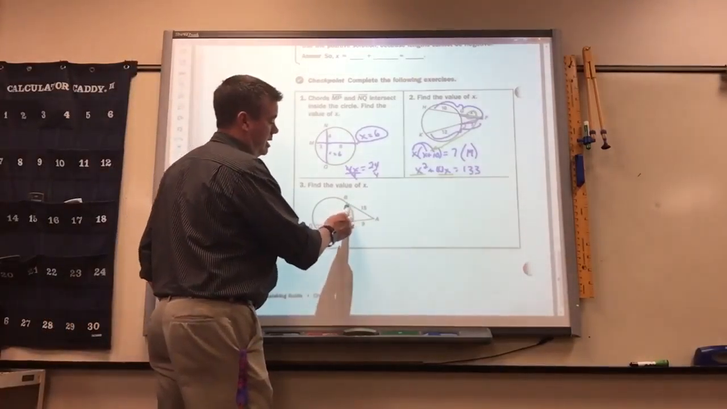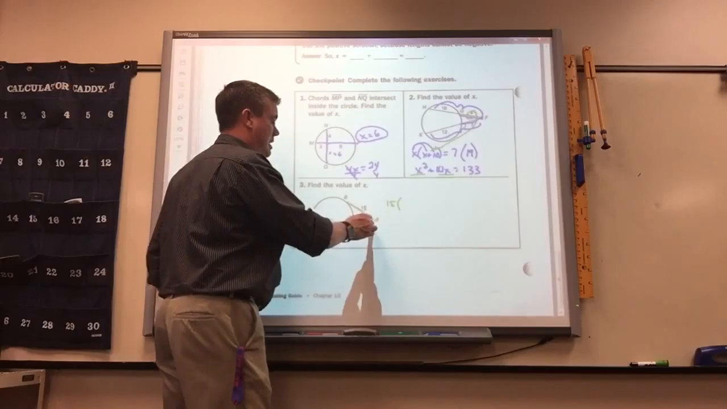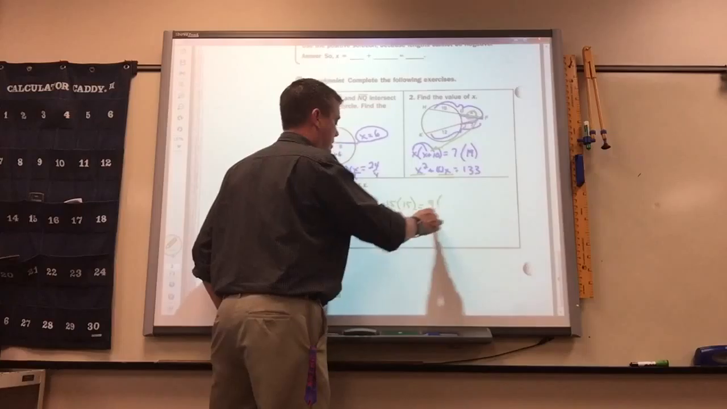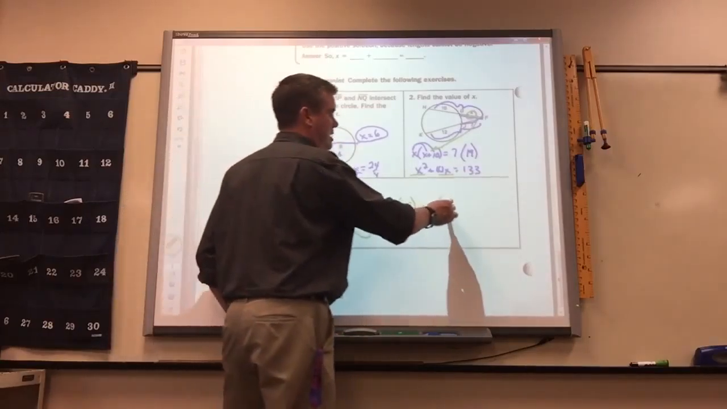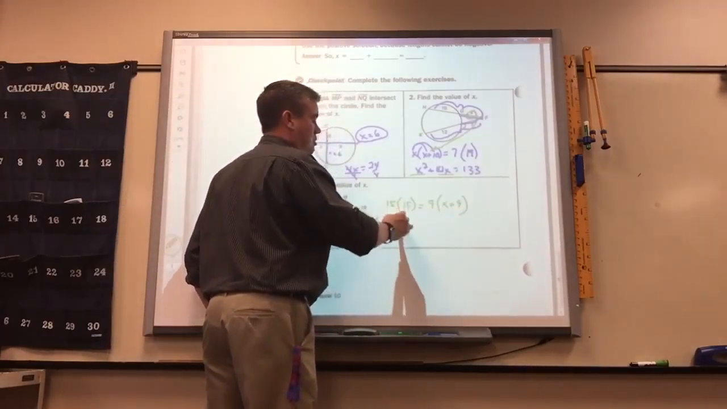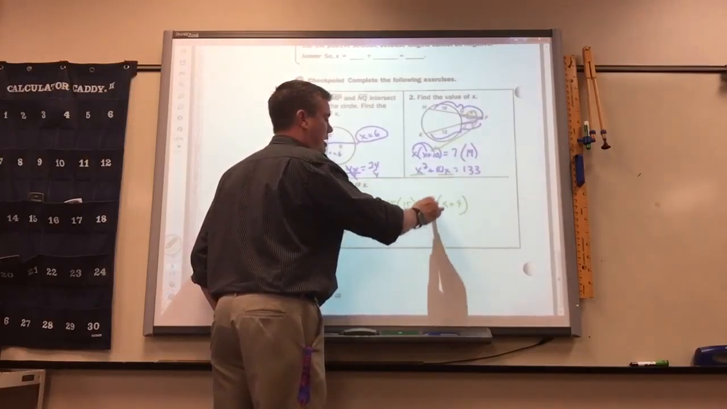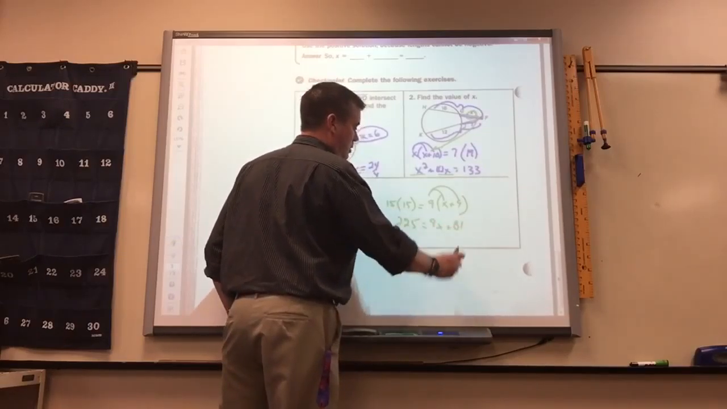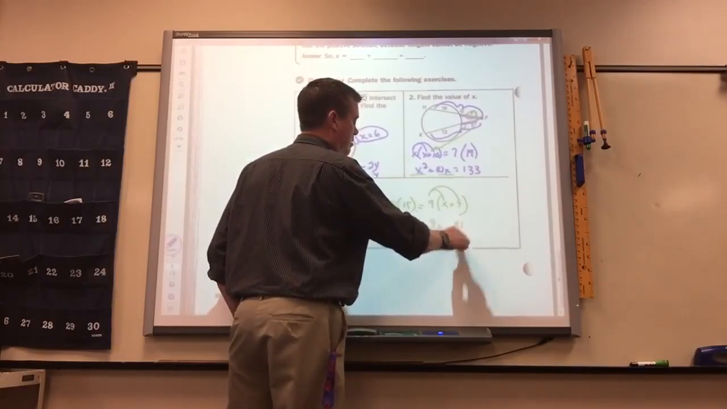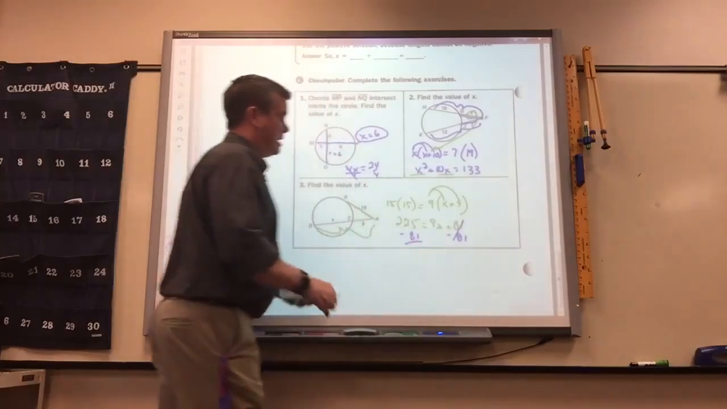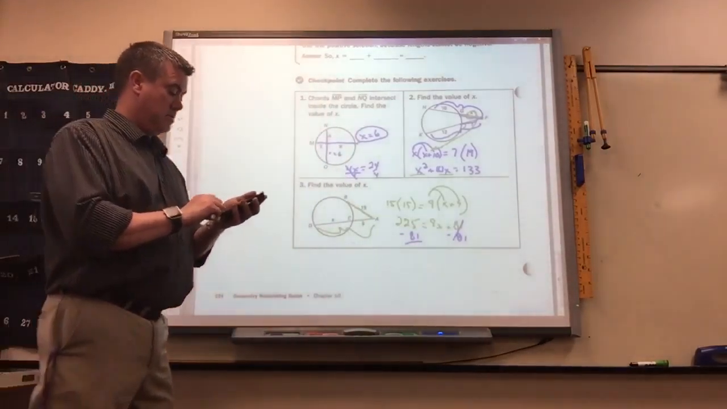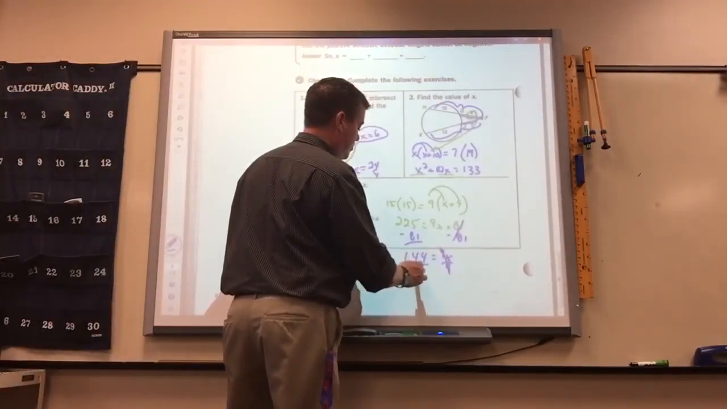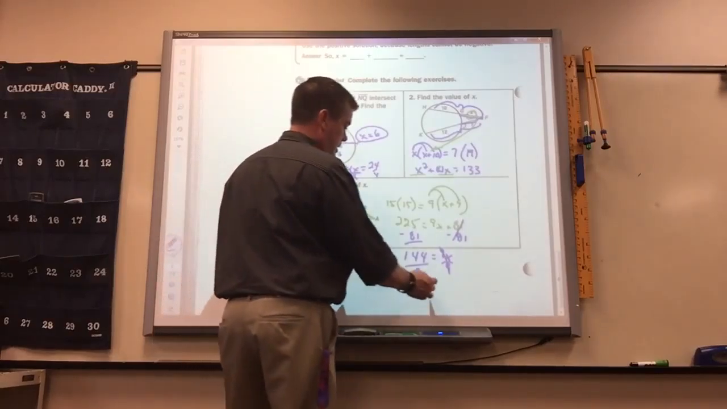So here it would be the outside times the entire length equals the outside times the entire length, x plus 9. So 15 times 15, 225 equals 9x plus 81. So we got to subtract 81 and then divide by 9. And you get 16.